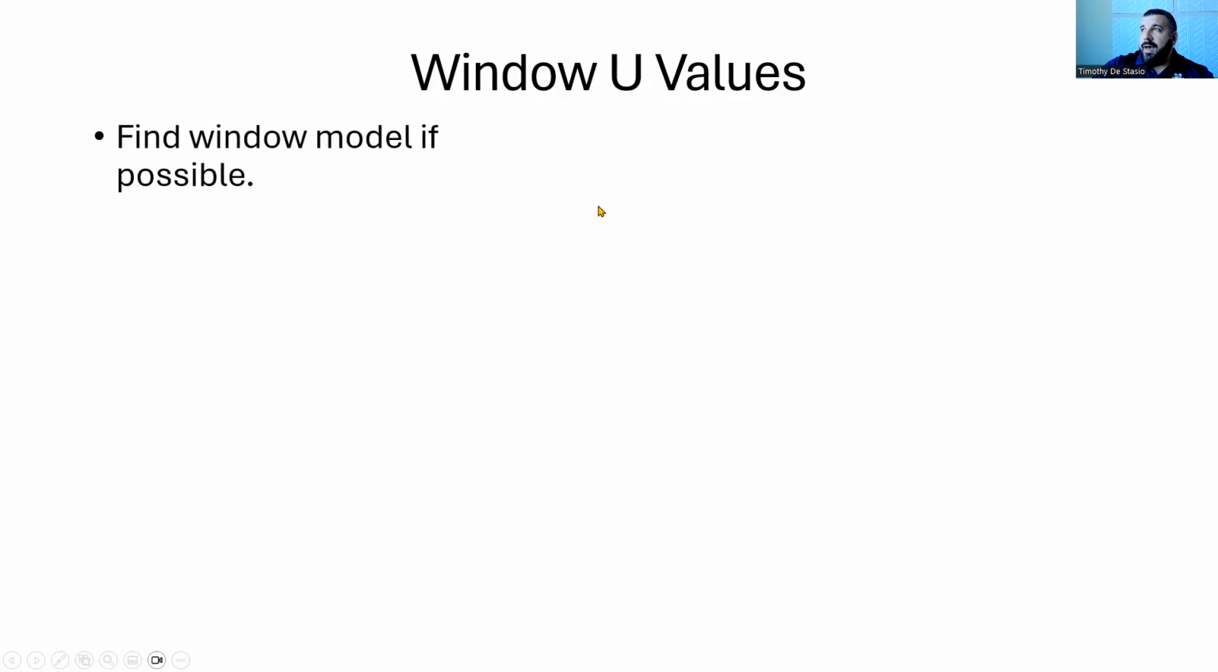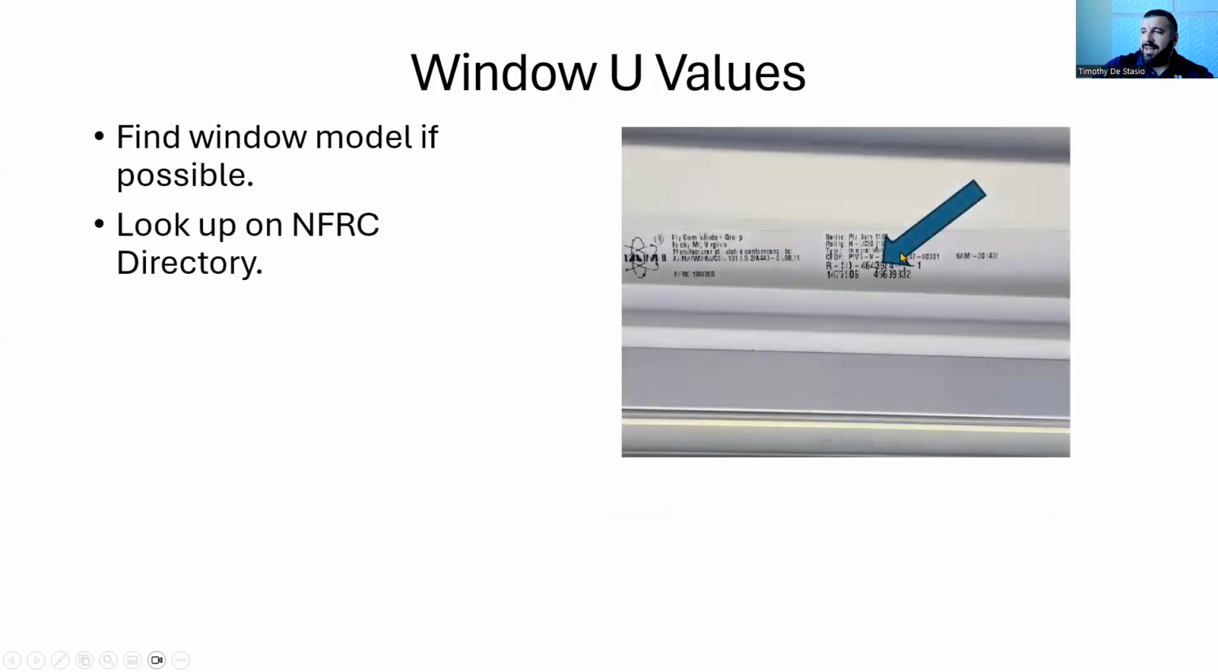Windows have a U value, and that U value is a lot lower than the rest of the wall. And we want to know what that U value is. The best way to do it is to try to find the model number of that window on a tag that may be on the inside of it. And if it's not on one window, it may be on another window in that house. So just look around. Then you can look it up on the NFRC, which is the National Fenestration Rating Council, I think, directory. You can get the information off that window.